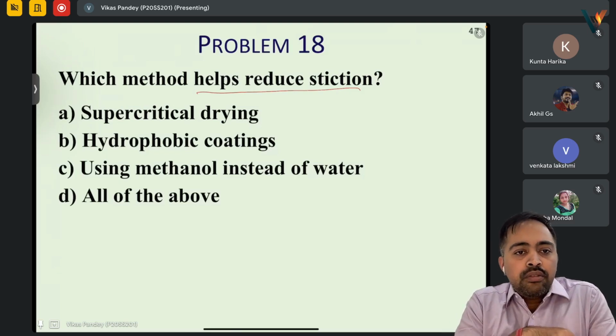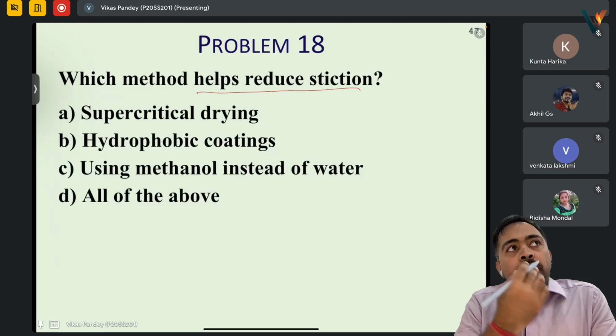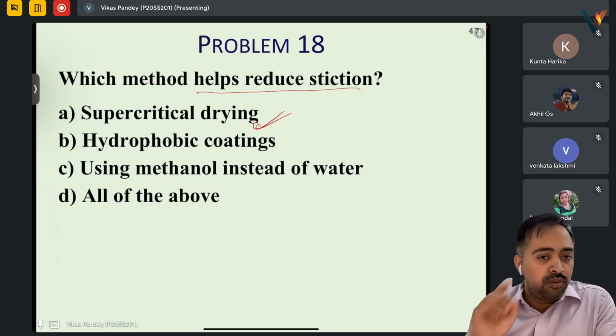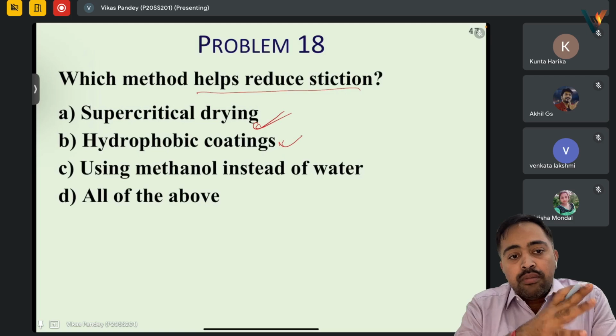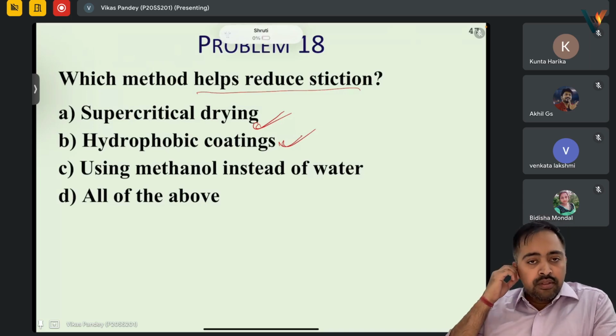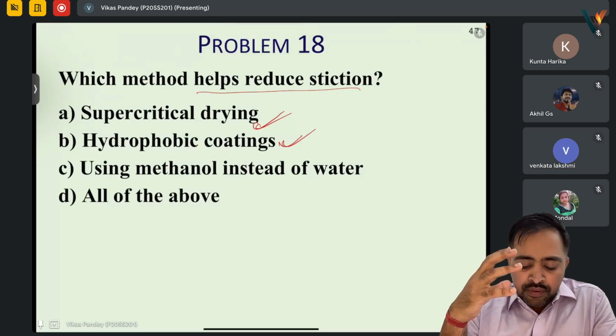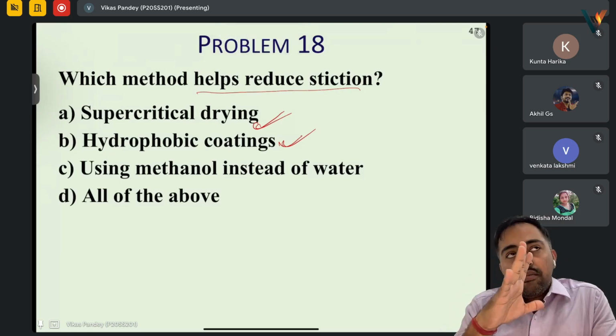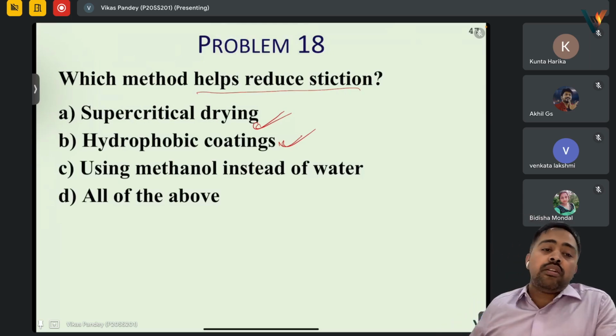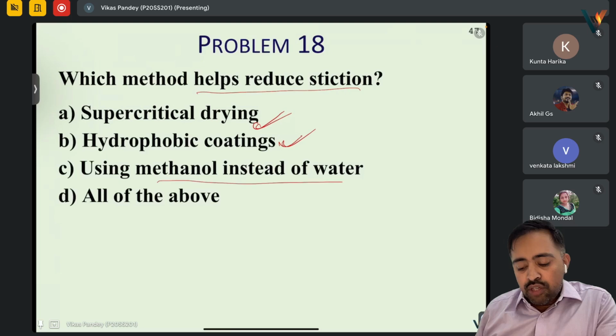Yes, anyone? So we talked about, since water is the problem, we remove water. So supercritical drying we can go for. A hydrophobic coating will help the surface not get that much addition of water. Third is methanol instead of water.